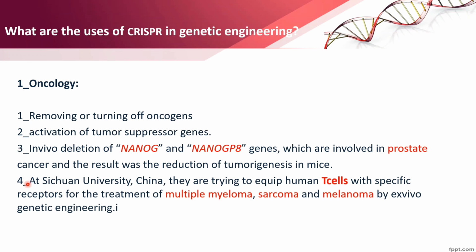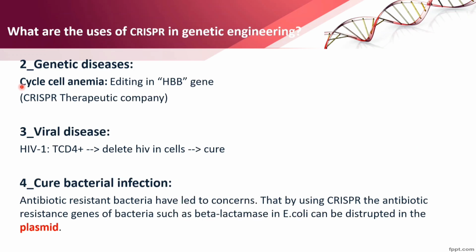4. At Sichuan University in China, they are trying to equip human T cells with specific receptors for the treatment of multiple myeloma, sarcoma, and melanoma by ex vivo genetic engineering. Genetic diseases: editing in the HBV gene. Viral disease: deleting HIV in cells, and curing bacterial infection.